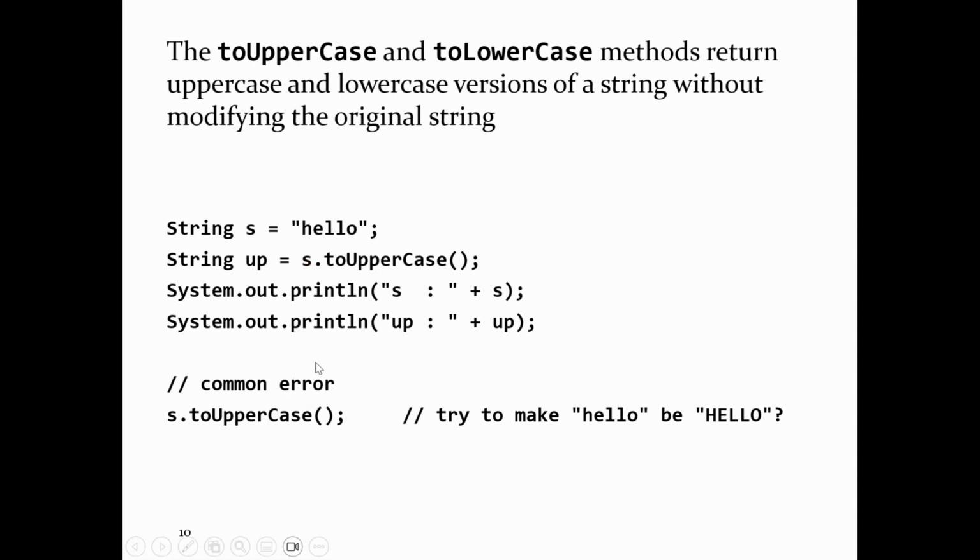Now I want to take s, the string hello. You have to be careful when you think about it this way. It's very natural to think, well, s is the string hello, so I want to ask the string hello to give me its uppercase version. What you have to remember is that when you call toUpperCase, it's returning a new string, so you almost certainly want that new string. I'm going to store that in another variable called up. If I print out the value of s and the value of up, I'm going to get lowercase hello and uppercase hello.